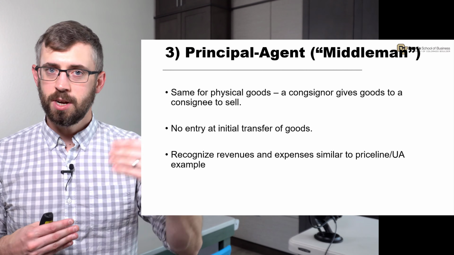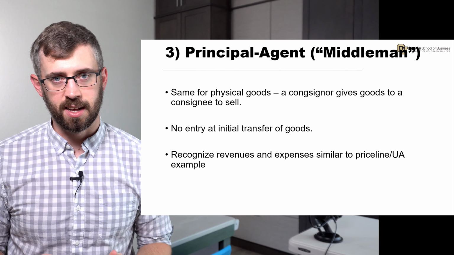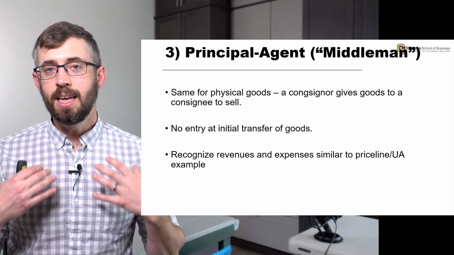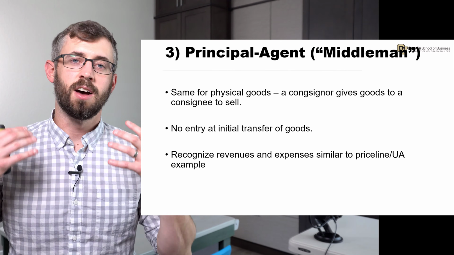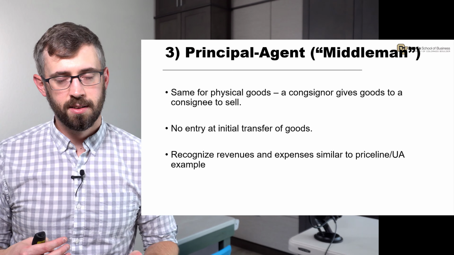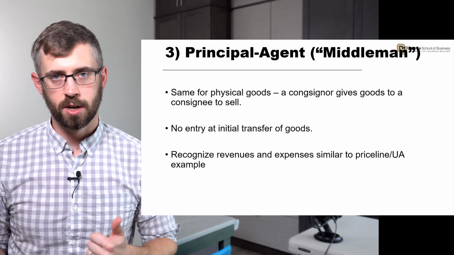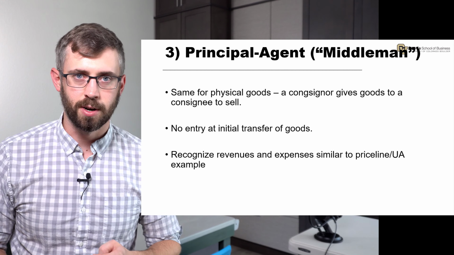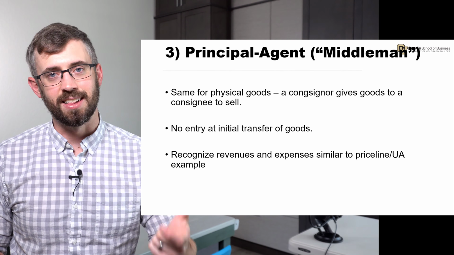And so the ownership does not transfer when I give it to that seller, but rather I keep the inventory on my books until they make a sale. And then I record a revenue, I record a cost of goods sold, I record the inventory going out, and I record this selling expense.